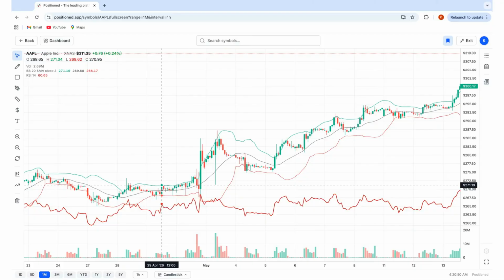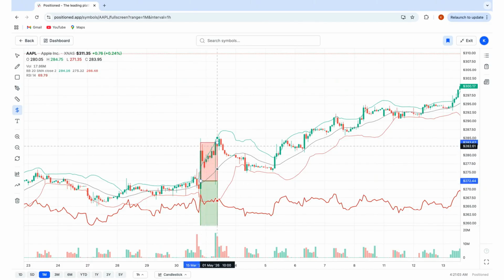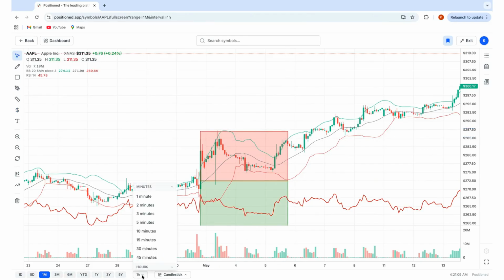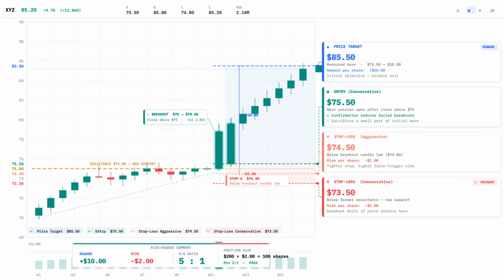Lastly, stop-loss placement. Professional trading is not just about finding setups, it's about managing risk consistently. Inside the full-screen chart, traders can measure breakout ranges, estimate reward-to-risk ratios, and monitor volume confirmation before entering positions. The ability to quickly switch between intraday and higher timeframes also helps validate whether the breakout aligns with the broader trend. Risk management is non-negotiable.